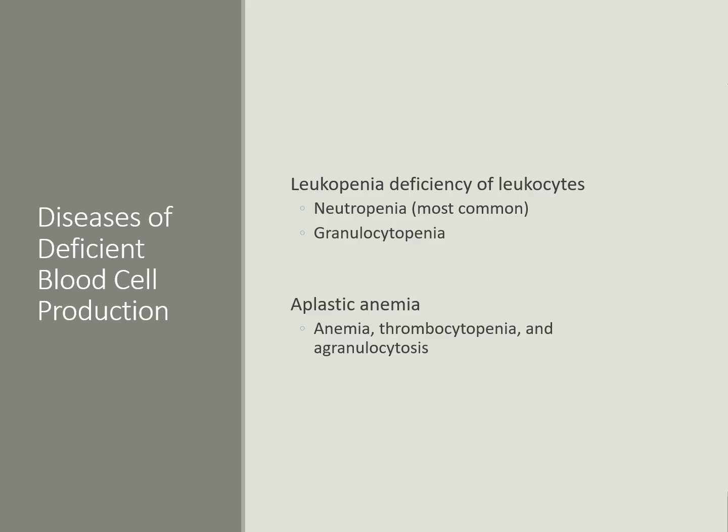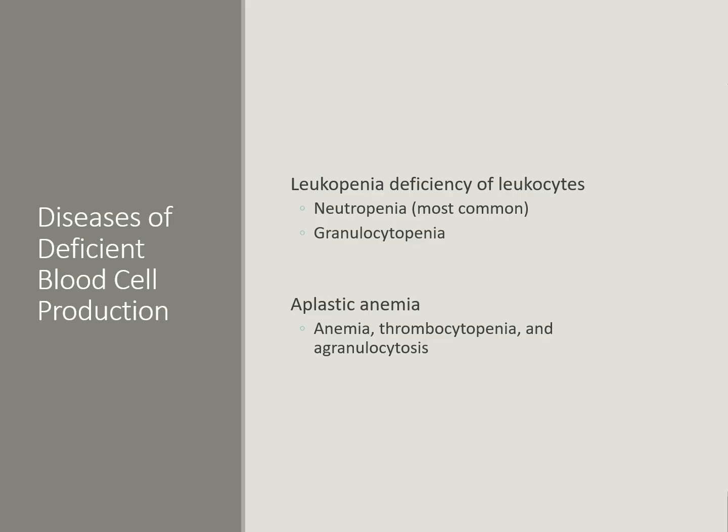So some diseases of deficient blood cell production. Leukopenia is a decrease in the absolute number of leukocytes in the blood. And it can take the form of either neutropenia or granulocytopenia. Neutropenia is by far the most common type. Neutrophils constitute the majority of blood leukocytes, and they play that critical role in host defense mechanisms against infection. So if you remember, they migrate to the site of infection. They're responsible for engulfing and digesting and destroying microorganisms.